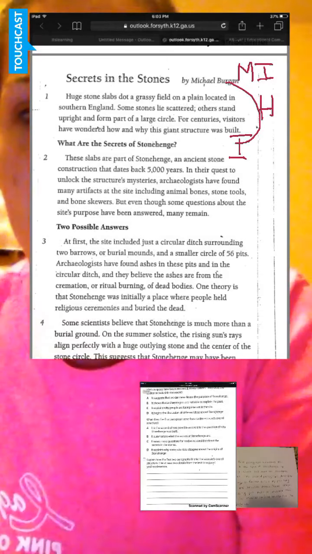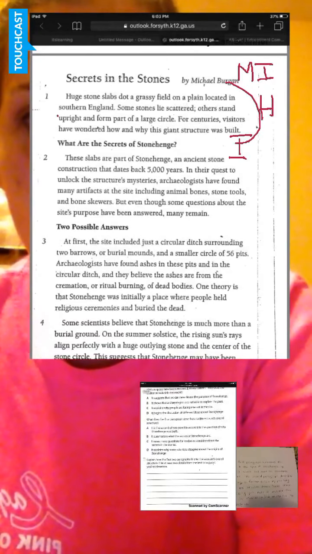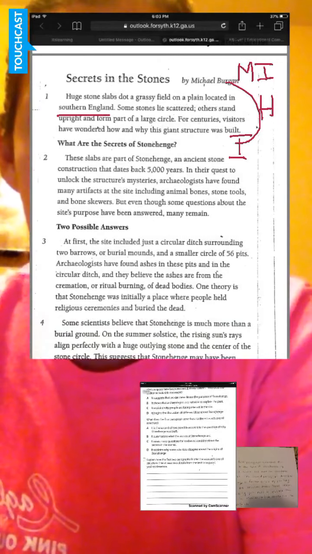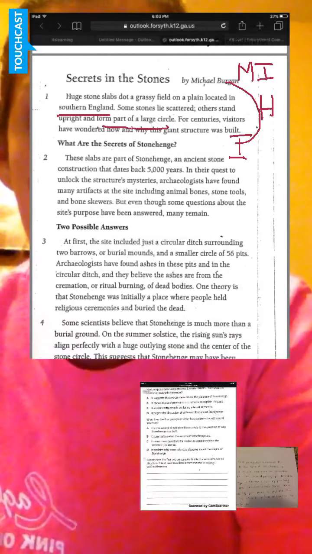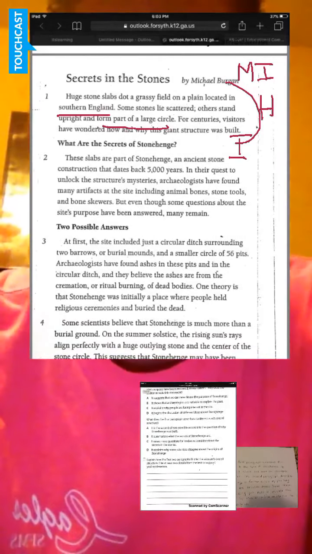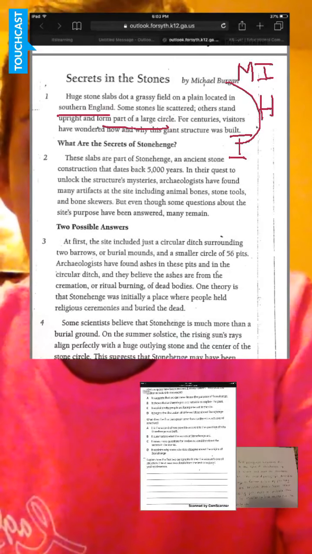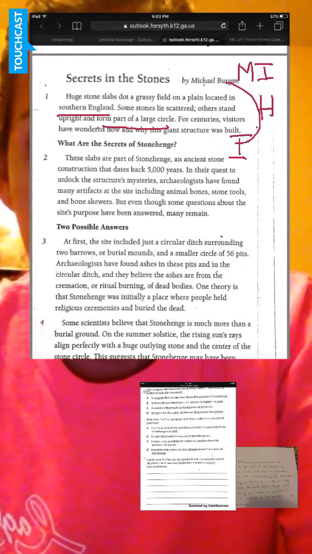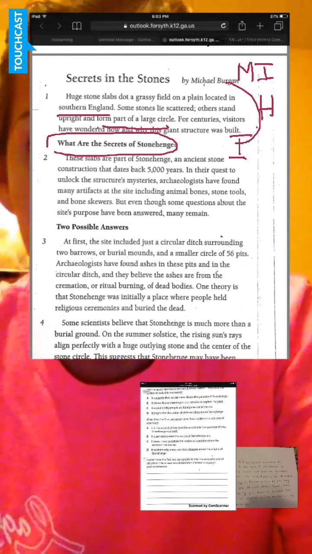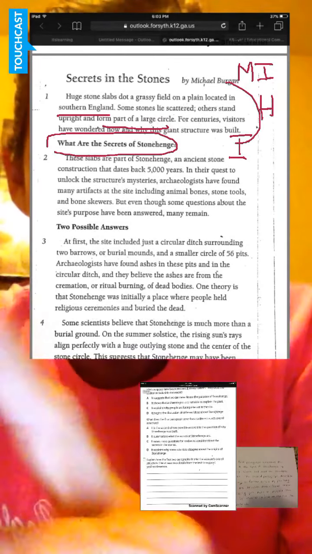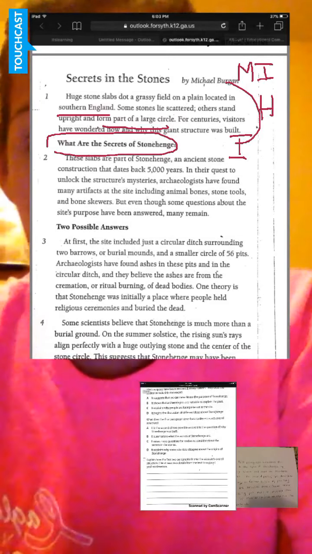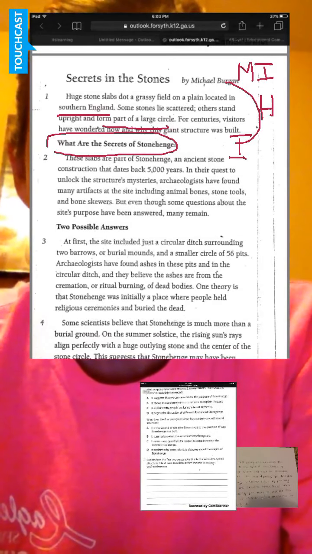And I notice that it's introducing us by describing where Stonehenge is and what it looks like. So I'm going to make sure that I include those details in my constructed response. Secondly, I'm going to look at the second paragraph. Now I notice right away that there's a subheading: What are the secrets of Stonehenge? I want to remember that. That's important. That's telling me what this passage is going to be explaining.